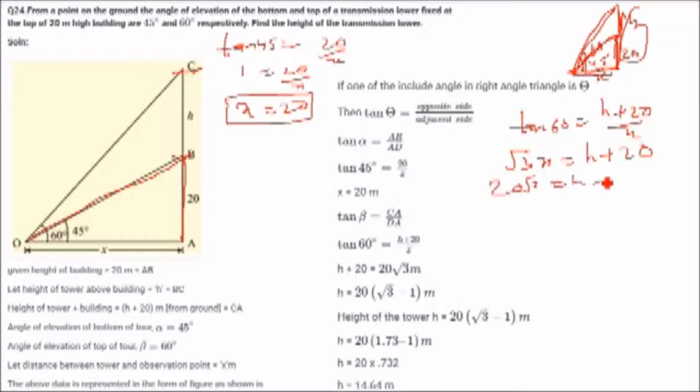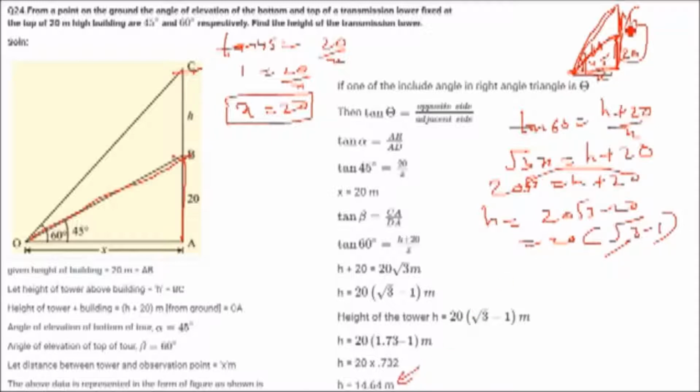It will be 20 root 3 equals h plus 20. So in order to find h, 20 root 3 minus 20. Take 20 outside, you get root 3 minus 1. You can put 1.732 here. 1.732 minus 1 is 0.732. Multiply 0.732 by 20, we get 14.64 as the height of the transmission tower.